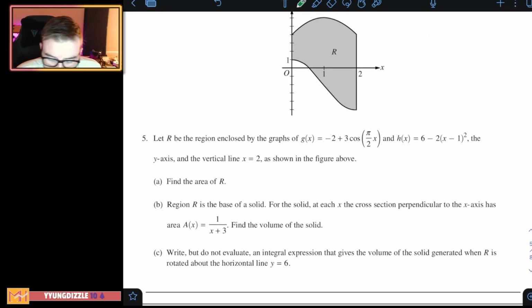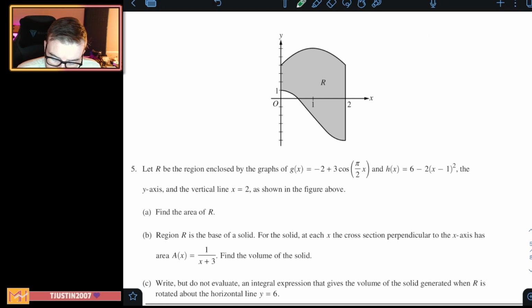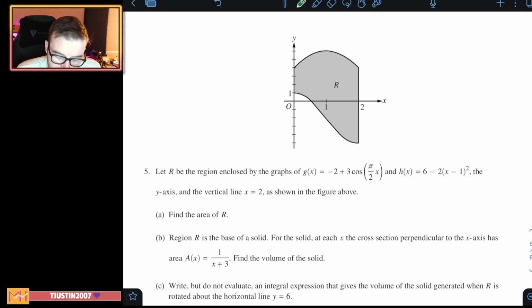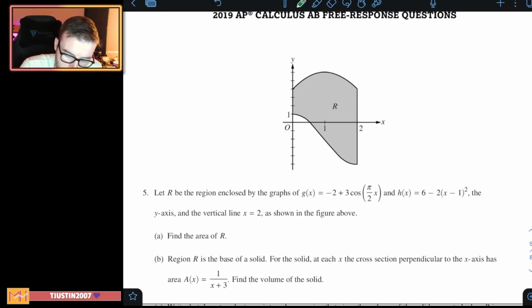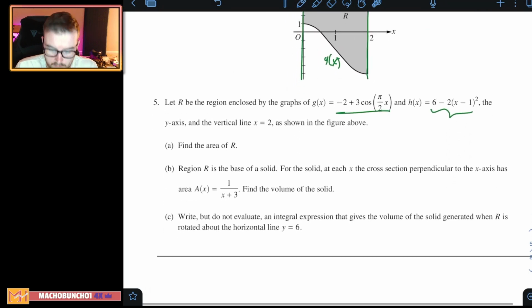Let R be the region enclosed by the graphs of g of x equals blah and h of x equals blah, the y-axis and the vertical line x equals 2. So here's the y-axis boundary, here's the x equals 2 boundary, and then which one is g and which one is h? This is a parabola, that's h on top, and this trig function is the bottom because it's got this little curve action. So that's your trig. So find the area of R.